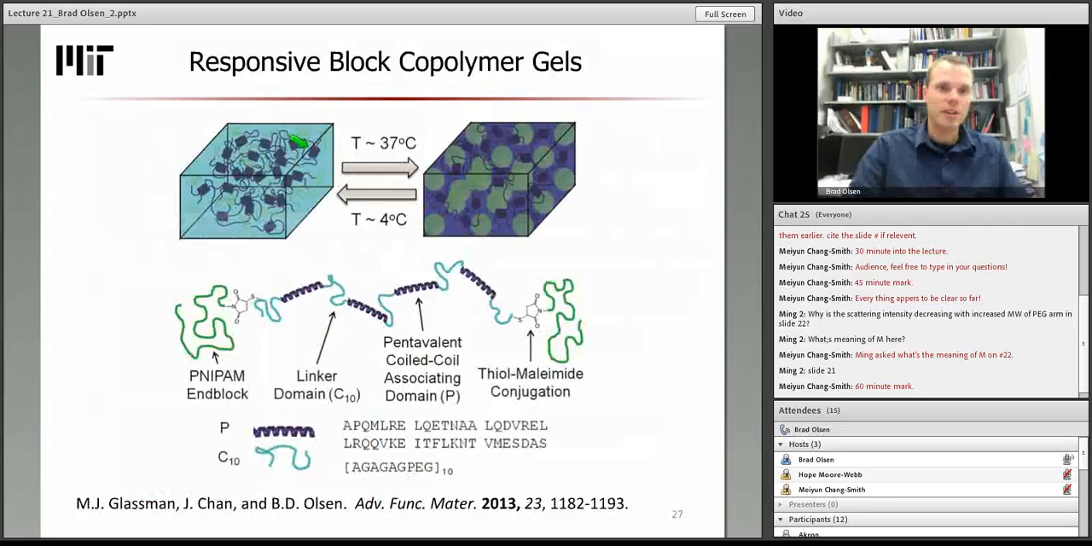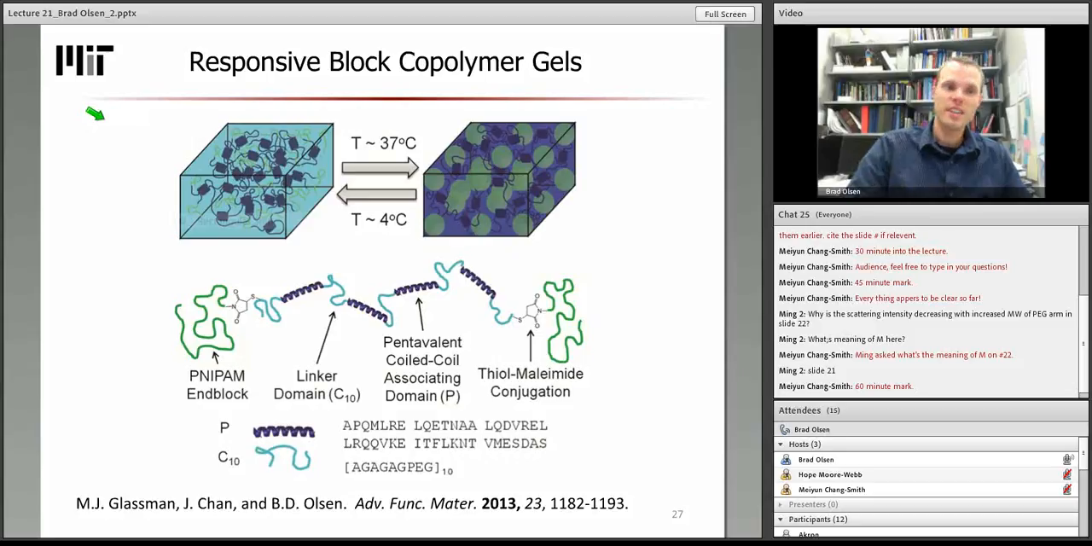All right, so I think we're getting close to the end of today's lecture. So for the last topic for today, what I want to tackle is looking at what SANS can tell us about responsive or about block copolymer gels. So I have two different examples of work that I think is pretty interesting about using responsive self-assembly in copolymer gels. The first one is from my own group, trying to engineer responsive protein hydrogels with potential applications in tissue engineering.